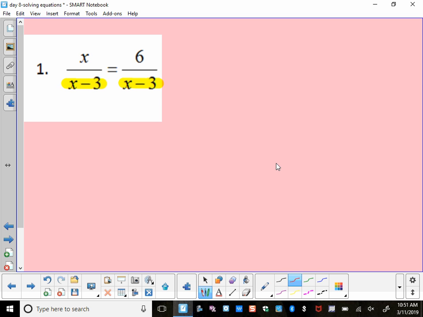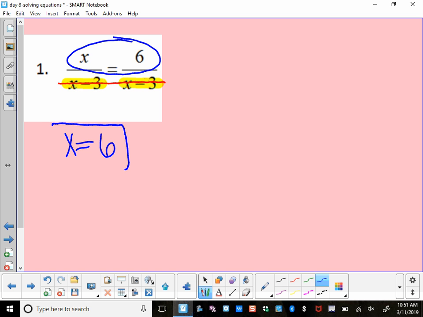Once we get our LCD, we cross out your denominator. Once you do that, we're just taking what's on top and we're going to solve it. So x is equal to 6. Is there anything to solve here? No. There's nothing to solve, so that's just my answer.